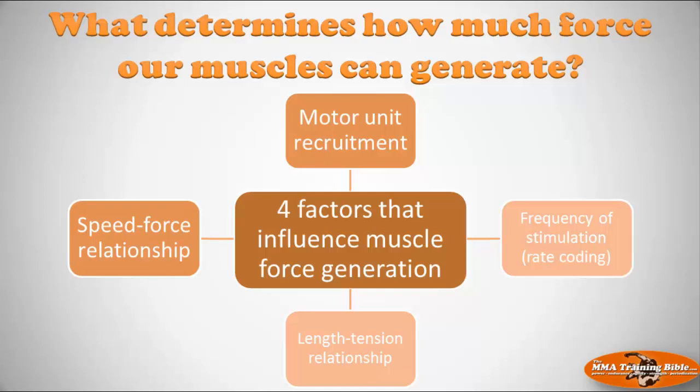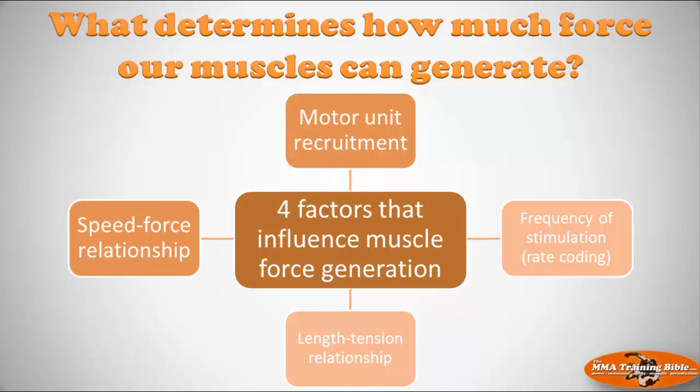The next factor that can influence muscle force generation is called rate coding, and it's the frequency of stimulation. Probably never heard of that before, but we'll introduce it to you. Another factor is called the length-tension relationship, and that very much relates to that armbar example that we were just talking about, and we'll bring it back to that. And then the final factor is the speed-force relationship, and that's going to draw upon your understanding of those concentric and eccentric contractions.